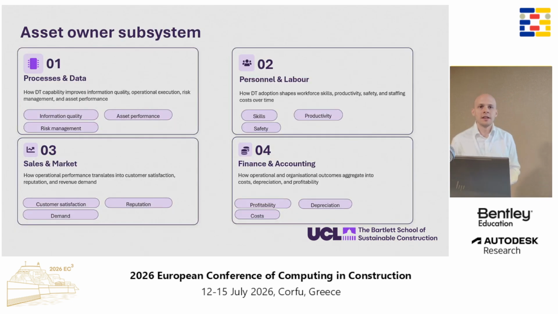And the next part is the system of the asset owner. If you look into the first part, this is the processes and data subsystem. So this one is basically the workflows or the organization itself. Then these workflows are implemented by some user, which is the human subsystem or the personnel and labor. And then these two together lead to some sales or market outcomes. So this could be like organizational reputation or maybe sales demand. And then finally, all of this is transferred into some financial value or maybe financial cost as well.